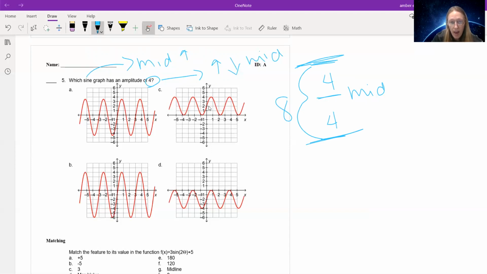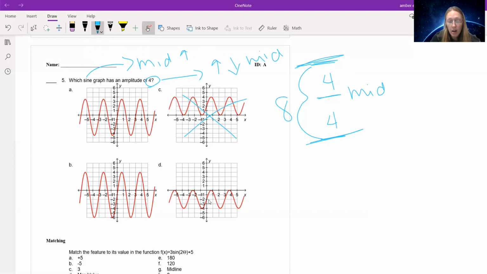All right, so let's look at this one. I start here at my y-axis and I go up. Okay, cool, that's what I need to do. I go up to 4 and I go down to 0. That doesn't give me an amplitude of 4 because I only went up 2. So I can get rid of that one.